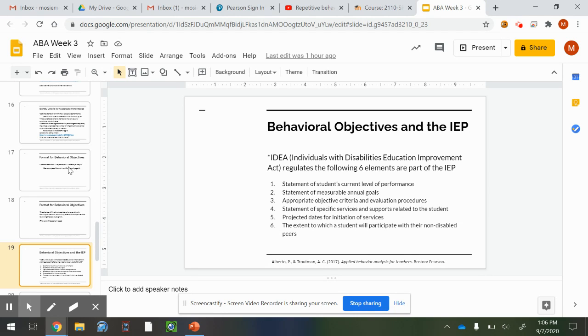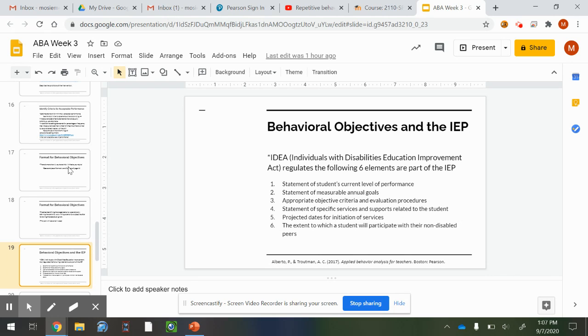Number 2, a statement of measurable annual goals. What do we want to see them achieve within the school year or within the next school calendar year? Appropriate objective criteria and evaluation procedures. Statement of specific services and supports related to the student. So now that we've identified where the student's at, where we want the student to get, how are we going to get them there? What services and supports will help them meet those goals? Number 5, projected dates for initiation of services. So when will the services start? How will we know that it's time for them to end?